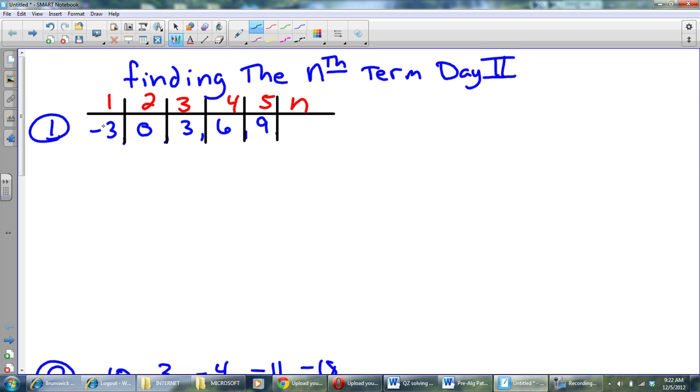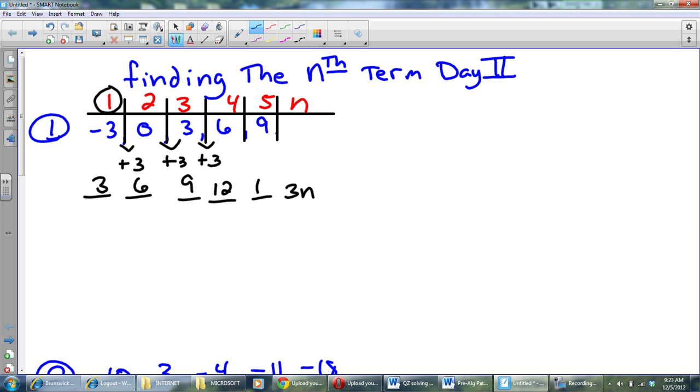And I'm going to go looking for the first difference. It looks like I'm adding 3 every time. Plus 3. That means my answer is going to be something like 3n. So I'm going to put my comparison line down here, and I'm going to plug these top ones, the 1, 2, 3, 4, 5, in for n. So 1 times 3 is 3, 6, 9, 12, and 15.